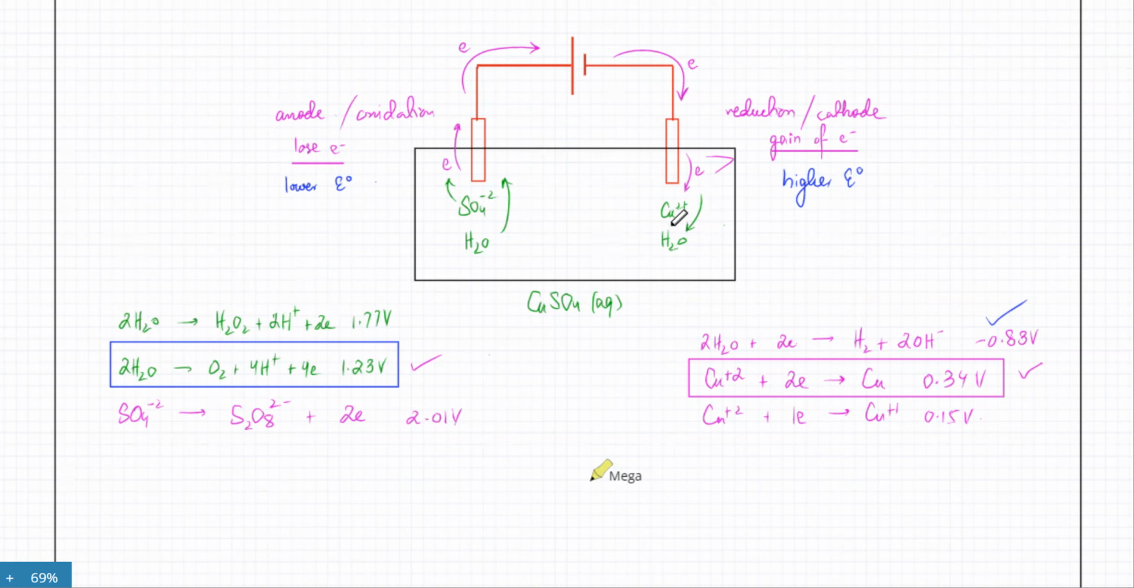And if it's an aqueous solution, there's going to be water molecules. Remember, there's not going to be any H+ or any OH- ions. Water doesn't ionize a lot. So this is one thing that you have to be careful about. This is something that's different from O-levels.